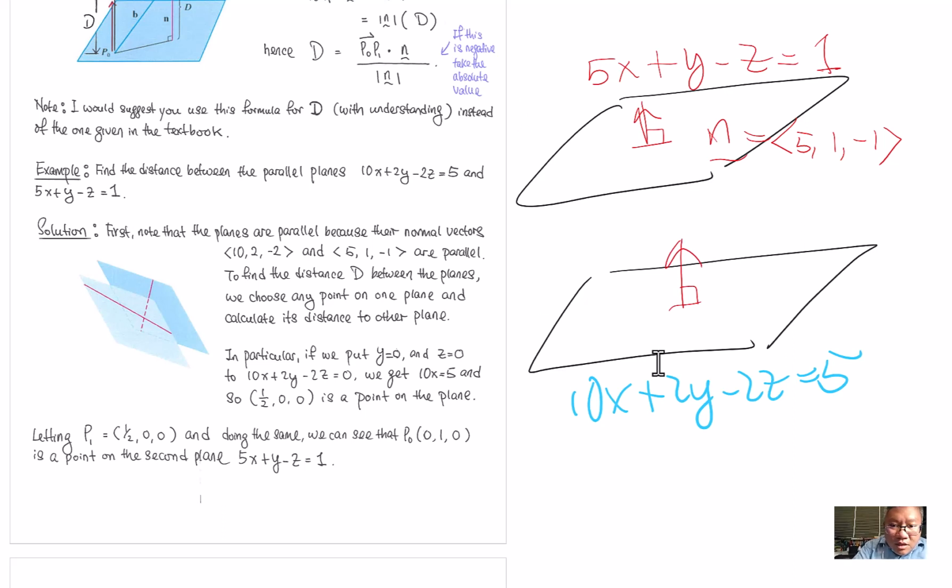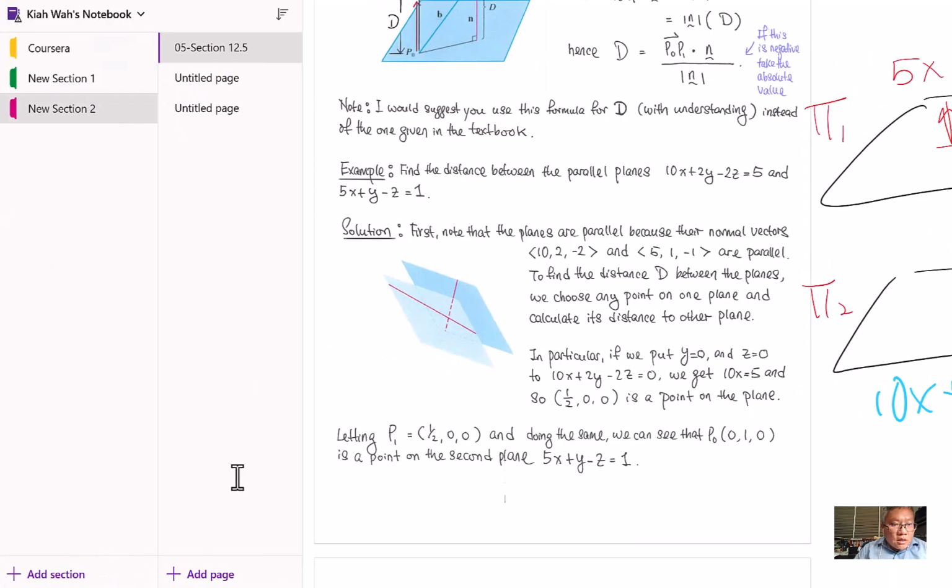Okay. Let's call this plane 1, and with fancier notation, plane 2. Too many p's, so let's use pi, for example. We haven't used pi at all. So the normal vector for plane 2 again is (10, 2, -2). And you should be able to see they're parallel. Why? Because their normal vectors are multiples of each other, so they are parallel planes.